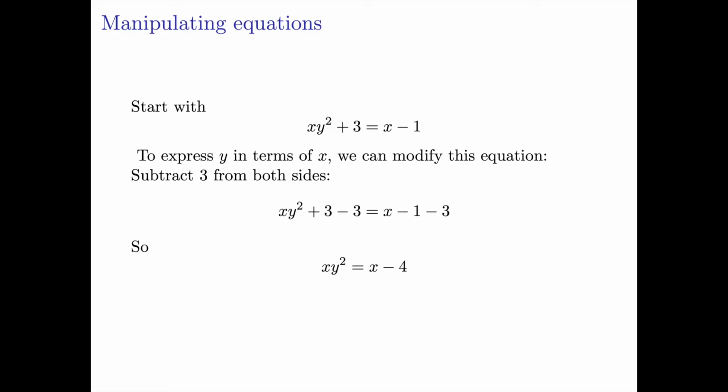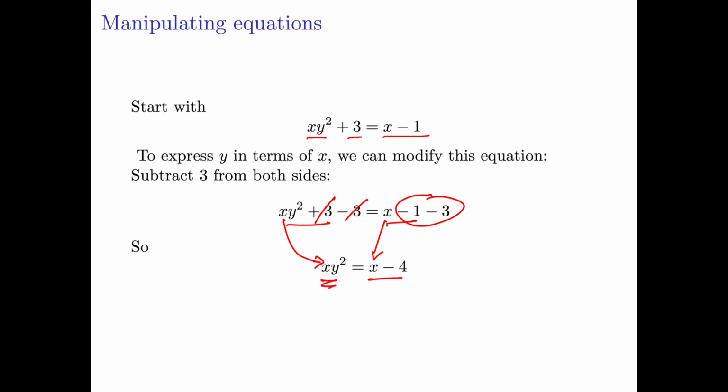So we can subtract 3 from both sides. So the left side is xy squared plus 3 minus 3. And the right side is x minus 1 minus 3. So we're just doing the minus 3 on both sides. Well, this 3 and this minus 3 are going to cancel. We've got a plus 3 and a minus 3. So those cancel out. And when we have a minus 1 minus 3, we get minus 4. So we get xy squared equals x minus 4. So we've got ourselves a new equation.